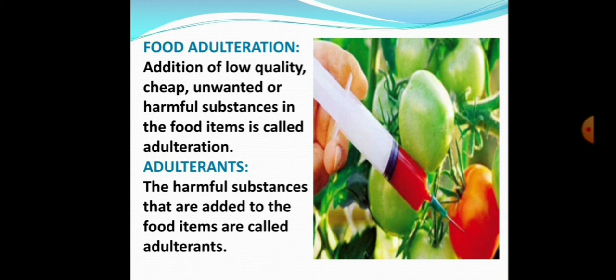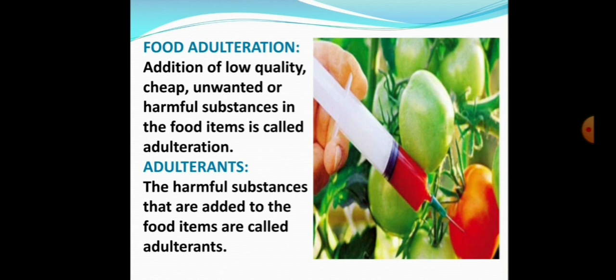Can you see in this picture how they are making that tomato red using that chemical, that color? Then that tomato looks beautifully red. It is looking so fresh because of that chemical. But it is not good for us. It is not good for our health. So these harmful substances that are added to the food items are called adulterants. And when we get food in this way, by adding cheap, unwanted, harmful, low quality substances, such food is called adulterated food.